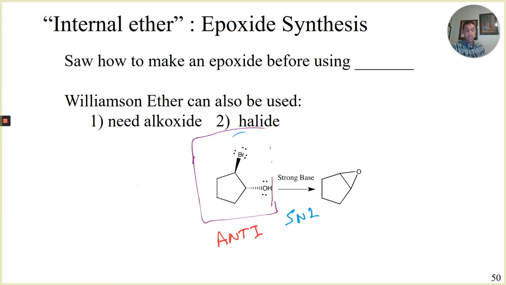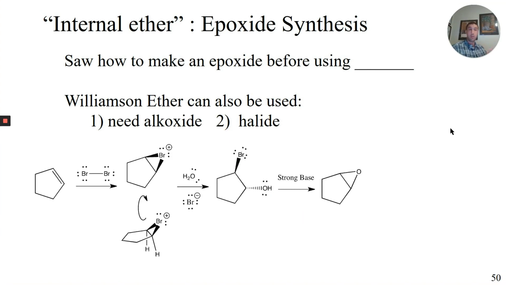Epoxides, because of that cyclic structure. In non-cyclic structures, you're still getting a backside attack, but we typically don't reference it as anti because they aren't connected yet. So they aren't really in anti-alignment. Okay? So that's just something to be aware of when we're looking at our epoxides.